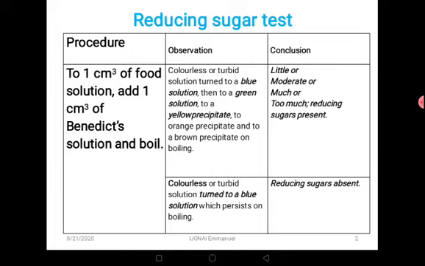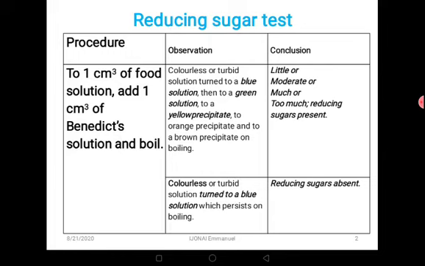But at this level, you are expected to write your own instruction, your own procedure, because we should be able to do that now. You have to write it, and you have to report in reported speech. So how do we observe? The observation is a colorless or turbid solution turns to a blue solution, then to a green solution, to a yellow precipitate, to an orange precipitate, and a brown precipitate on boiling.